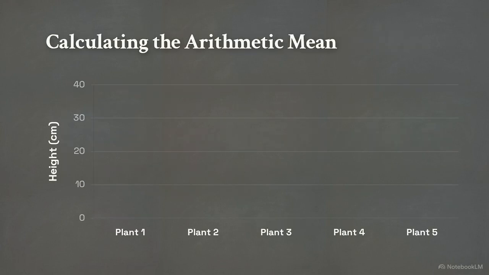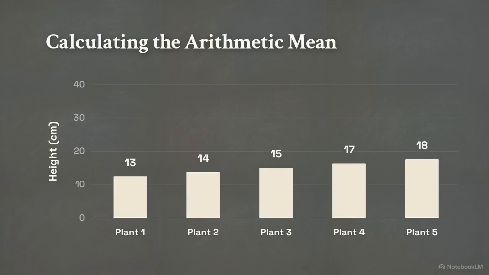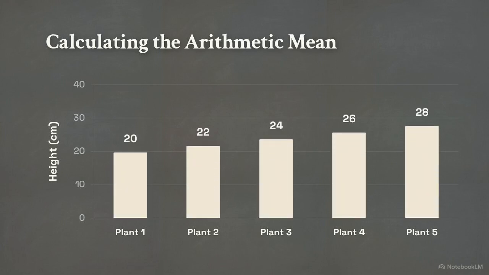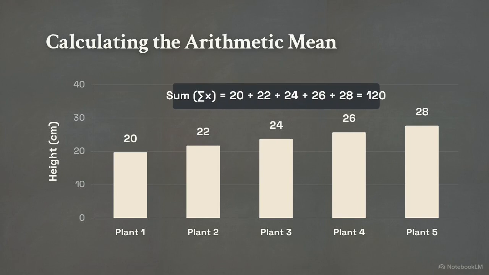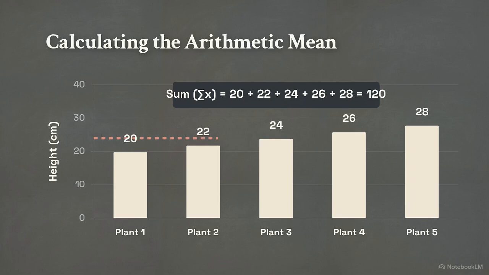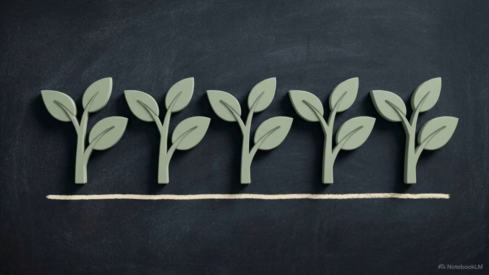The mean formula divides the sum of your observations by the total number of observations. For 5 plants measuring 20, 22, 24, 26, and 28 centimeters, we add those heights to get 120, then divide by 5. That gives a final mean of 24. The mean provides a straightforward baseline, but its accuracy requires data without extreme highs or lows.